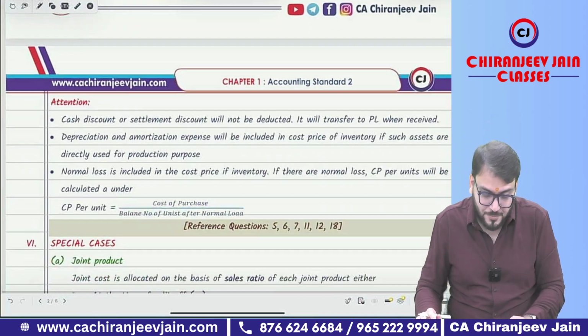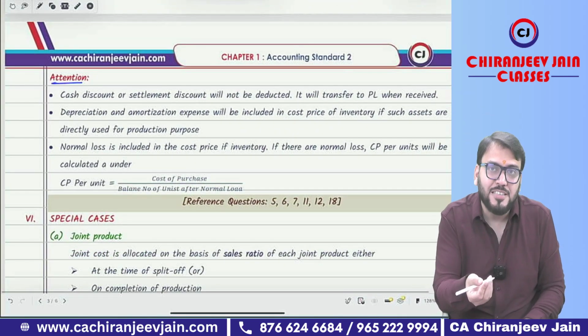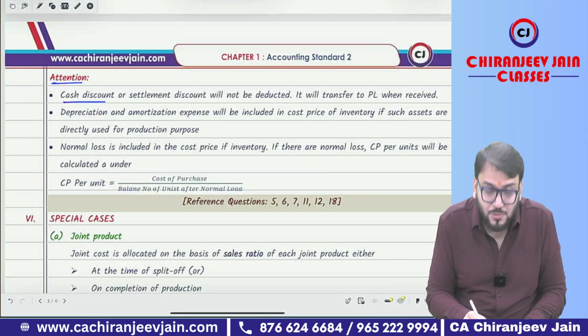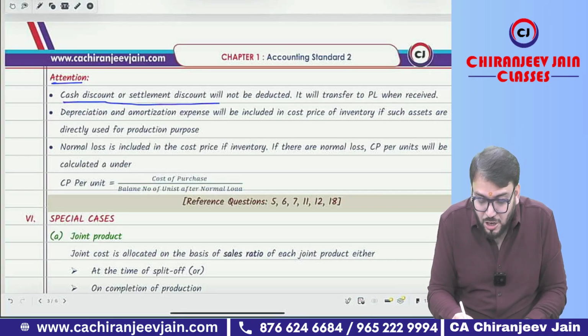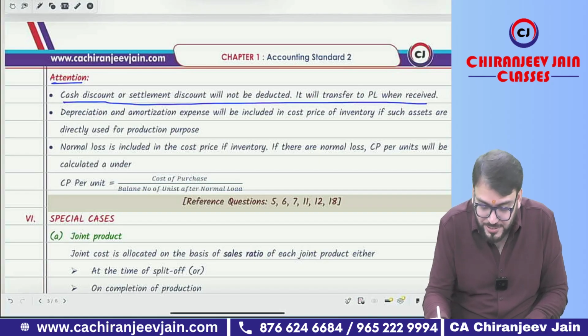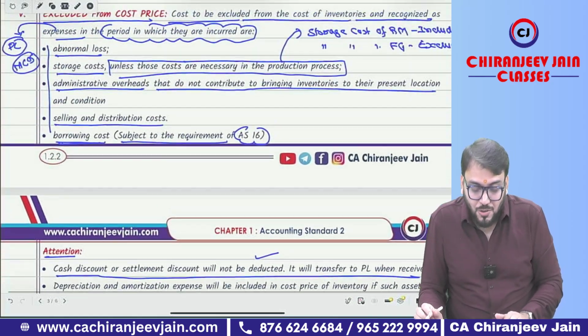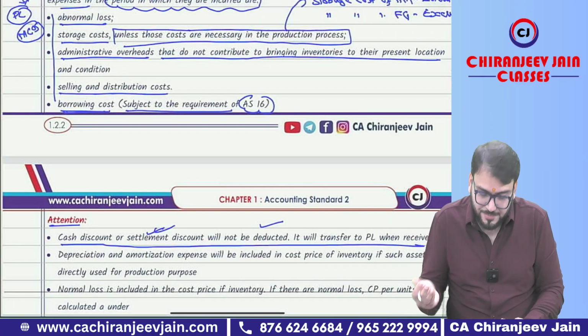Then there are some attention points given. I have already done cash discount. All settlement discount will not be deducted. It will be transferred to P&L when received. Already done, cash discount.